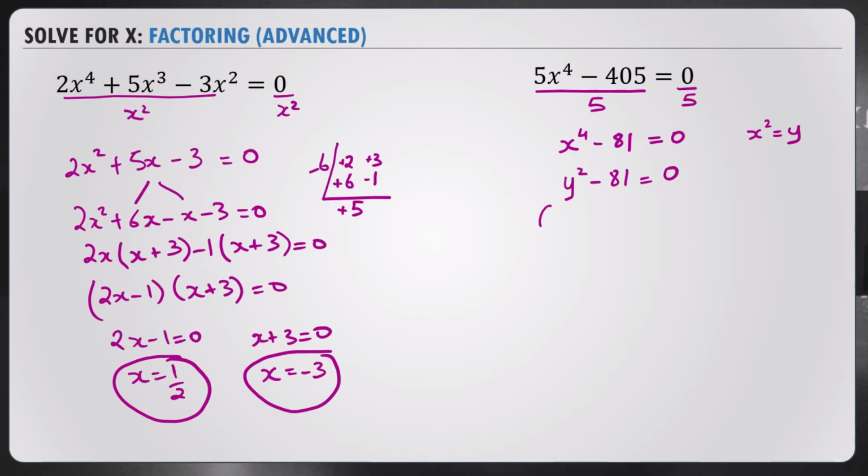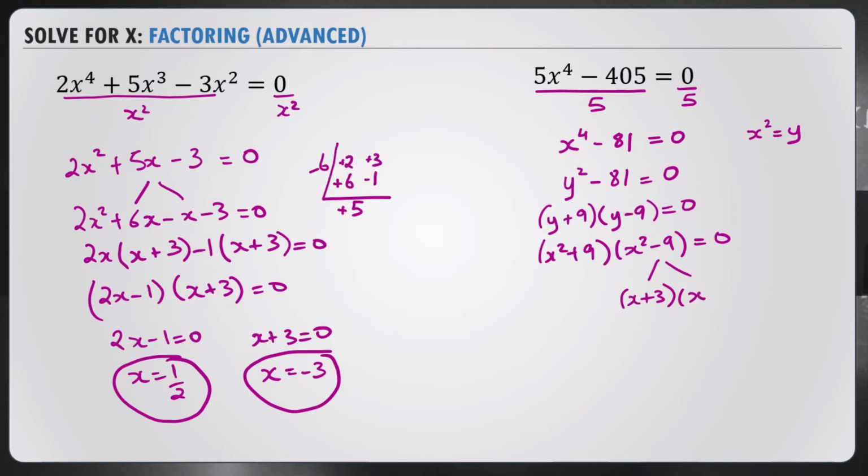Now this becomes easy and we get the difference of two squares, which is y plus 9 and y minus 9 is equal to 0. Replace x squared in here and we have x squared plus 9, x squared minus 9 is equal to 0. This can again split further into the difference of two squares again as x plus 3, x minus 3. And we have x squared plus 9 is equal to 0.